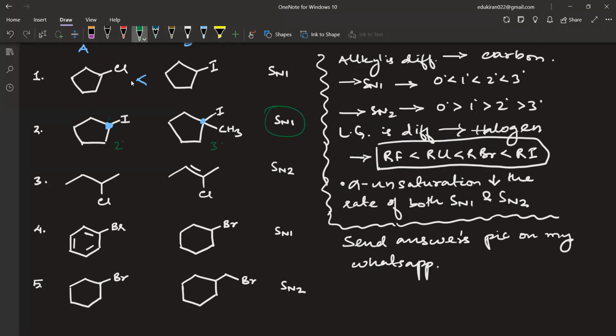कौन सा faster होगा SN1 के लिए? What will be faster for SN1?